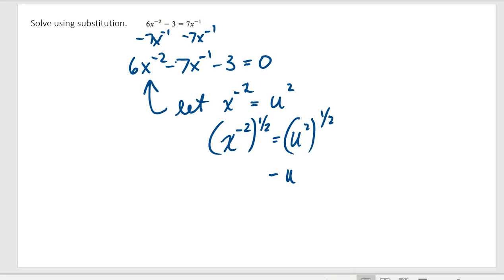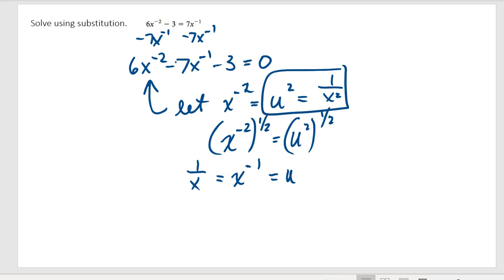I do that to get my u as just to the exponent of 1, and 2 times 1/2 will give me 1. On the left side, I'll have a -1, and we could write that as 1 over x. Remember that a negative exponent means that if you move the base, then the exponent will become positive. So I could also rewrite this one as 1 over x squared. Okay, these are both substitutions.